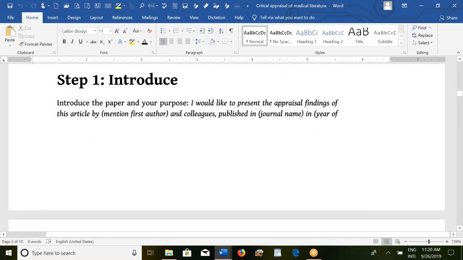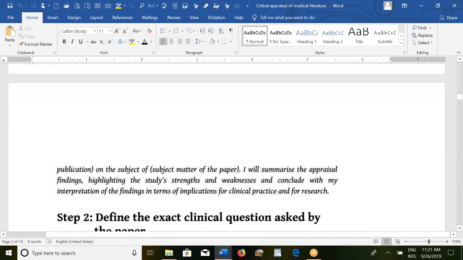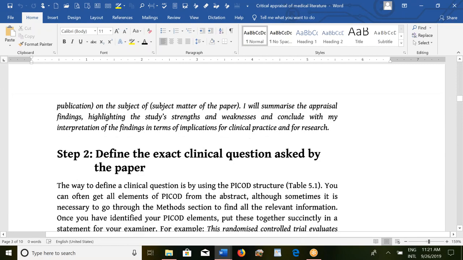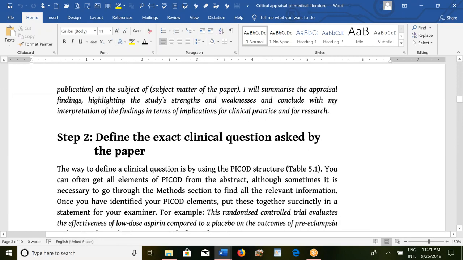Then there are general principles for appraising a medical paper. So what is the first step? Introduction. Introduce the paper and your purpose. You should say, I would like to present the appraisal findings of this article by, mention the name of the author and colleagues. For instance, it was written by Dr. Ian and his colleagues. It is published in, say, the Saudi Journal of OB/GYN or European Journal of OB/GYN, in the year. You will have to tell when it was published and what the subject is. Then you will say that you will summarize the appraisal findings, highlighting the study's strengths and weaknesses, and conclude with your interpretation of the findings in terms of implications for clinical practice and for research.